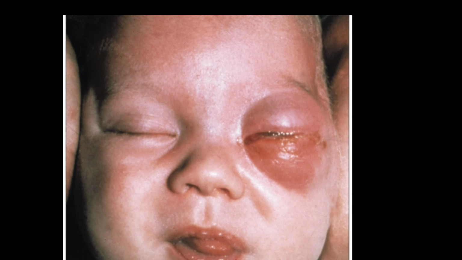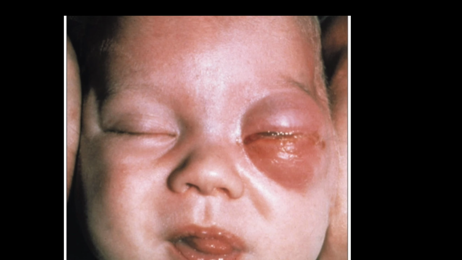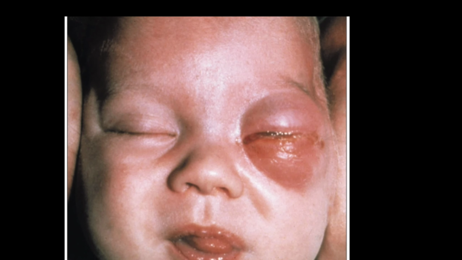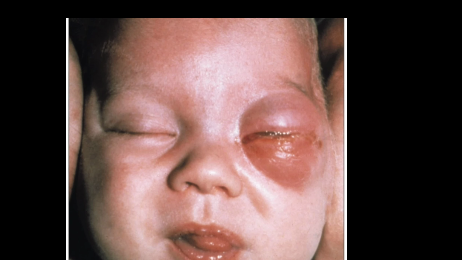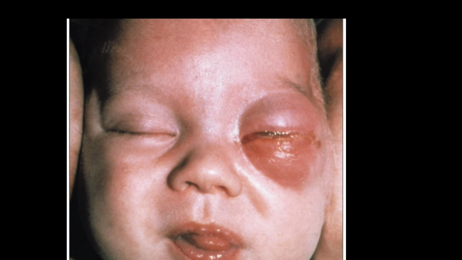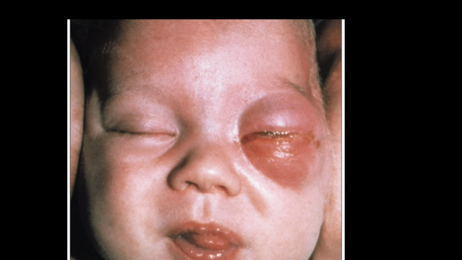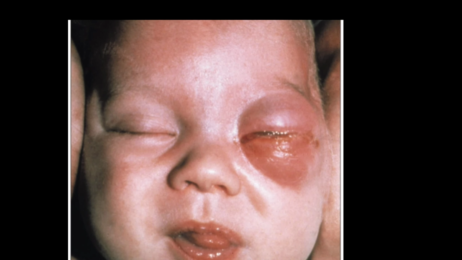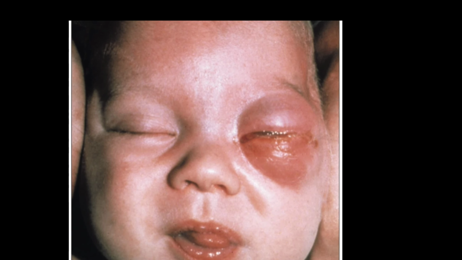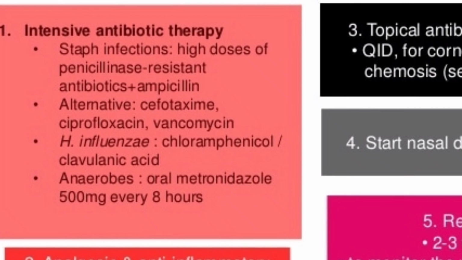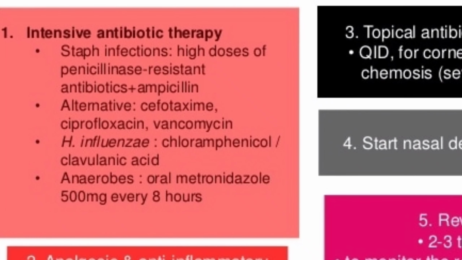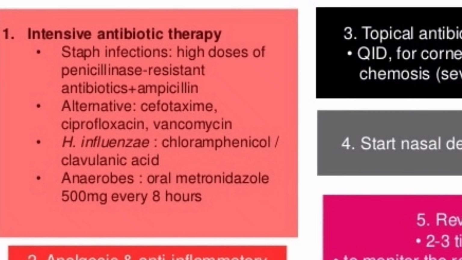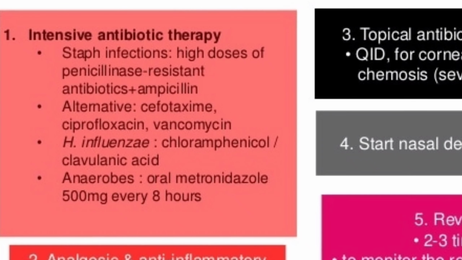So how do we approach orbital cellulitis after history, clinical examination, impression, and evaluation? You have to admit this patient. Why? Because this is a medical emergency. Then you have to refer this patient to an ophthalmologist to guide the management, and also to an ENT consultant, because the underlying cause for orbital cellulitis will be sinusitis.